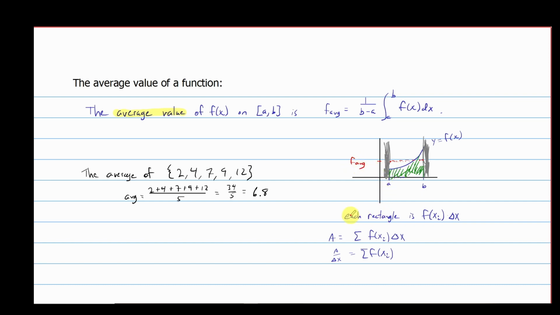So that's just an intuitive notion of average value. We'll make use of that a little bit in this section and then more in the future. That's it for 5.2.